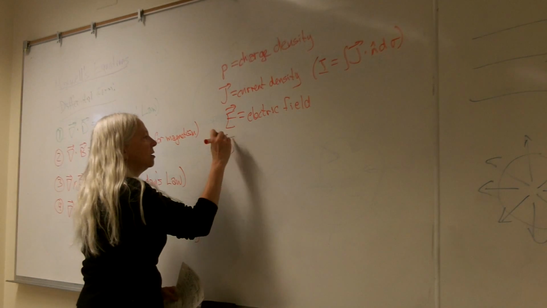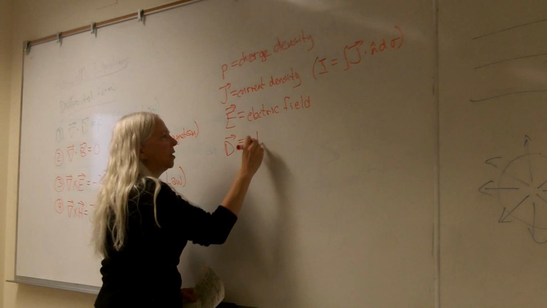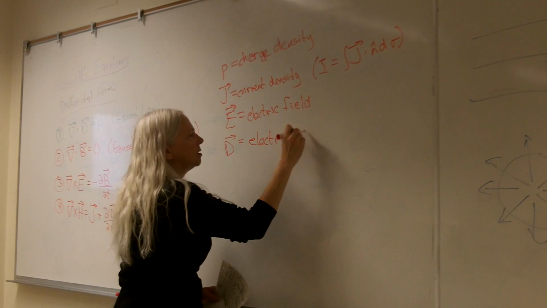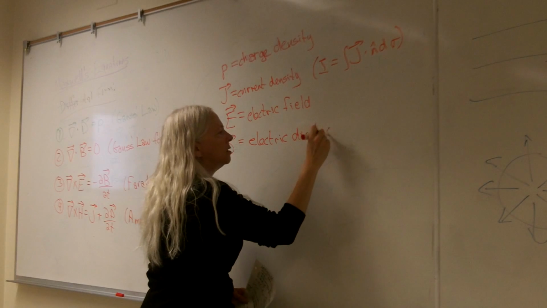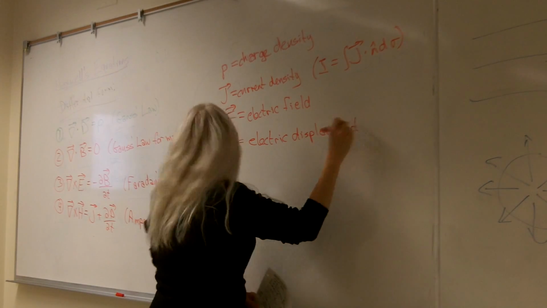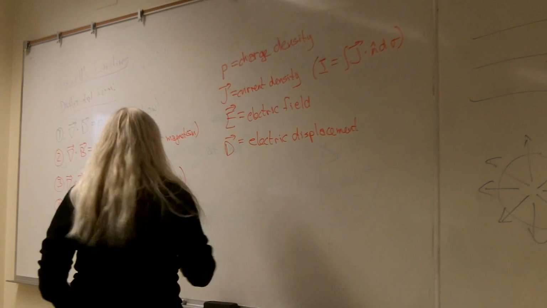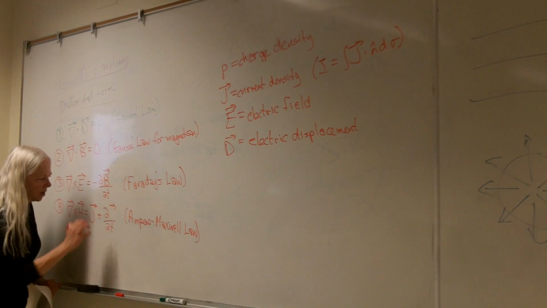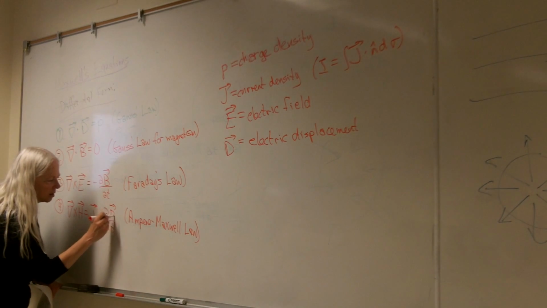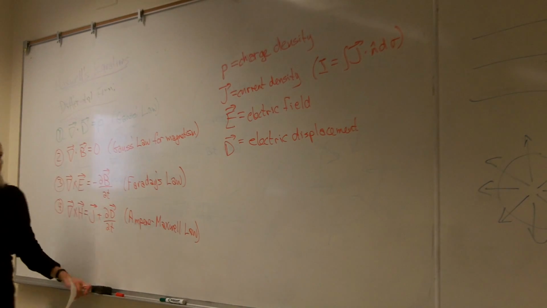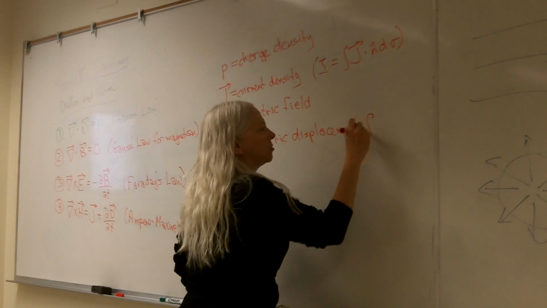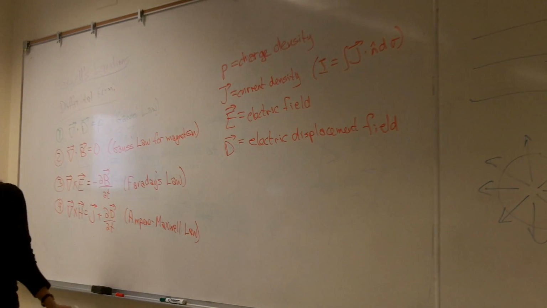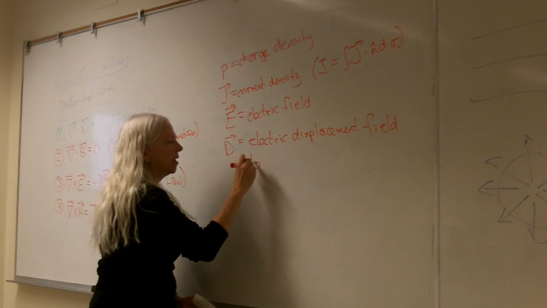D is something called the electric displacement field. Is that a D in equation number 4? Right here? Yeah, okay. Partial derivative of D with respect to t. Okay, so D is something called the electric displacement field, and you may not have seen this before, but it is closely related to E.